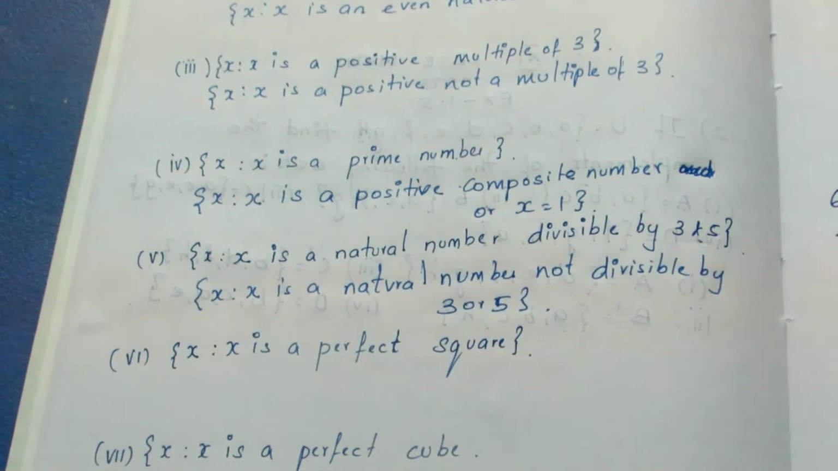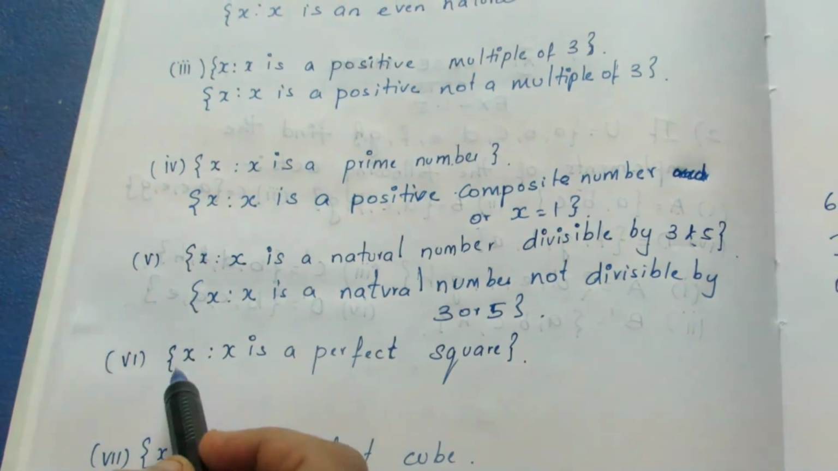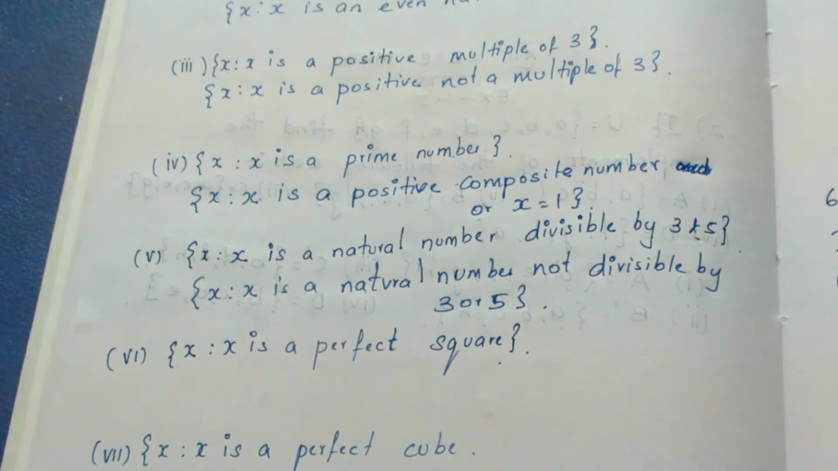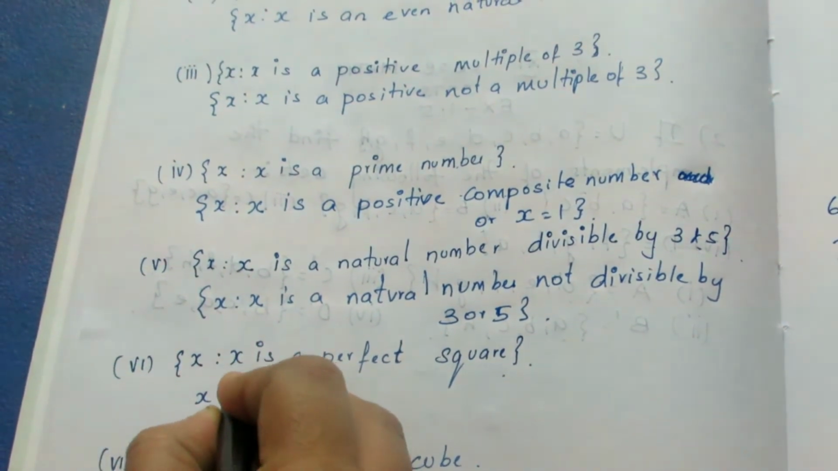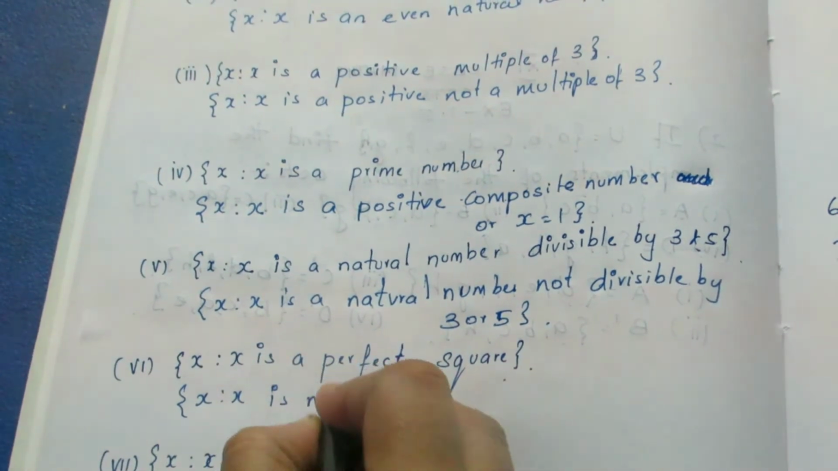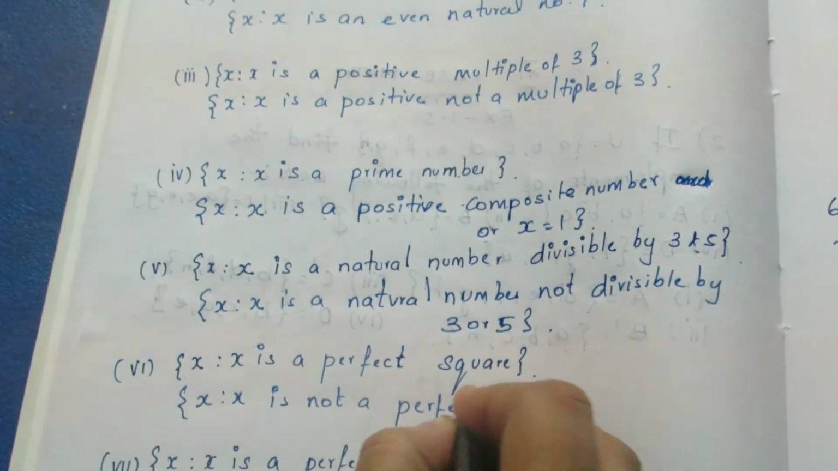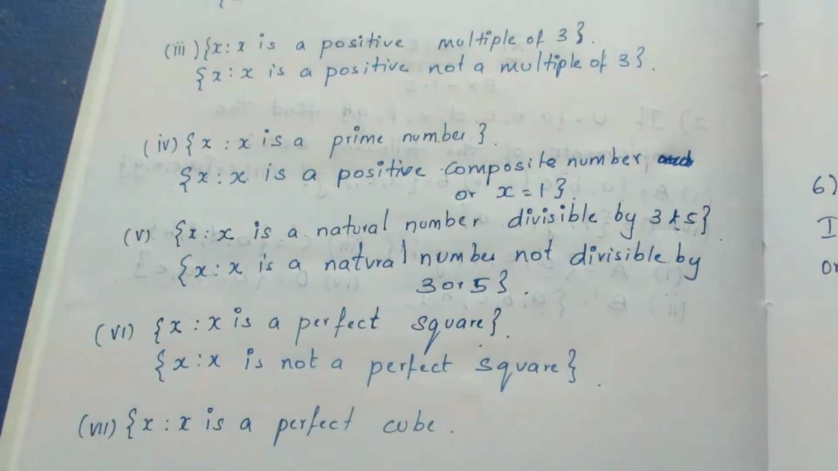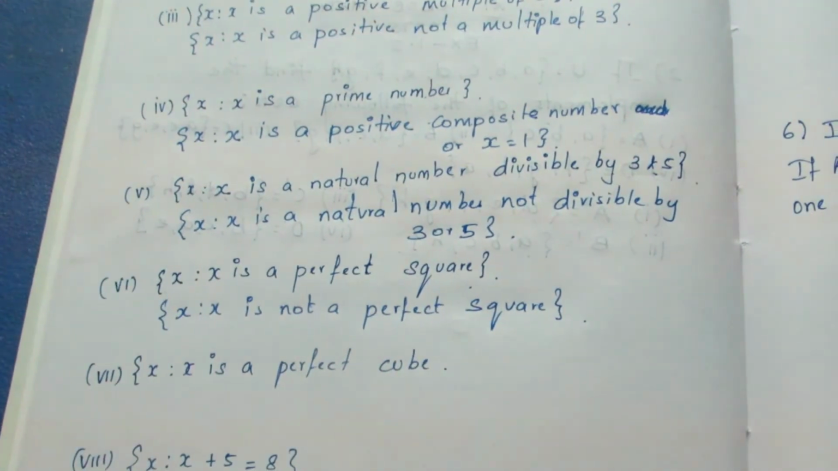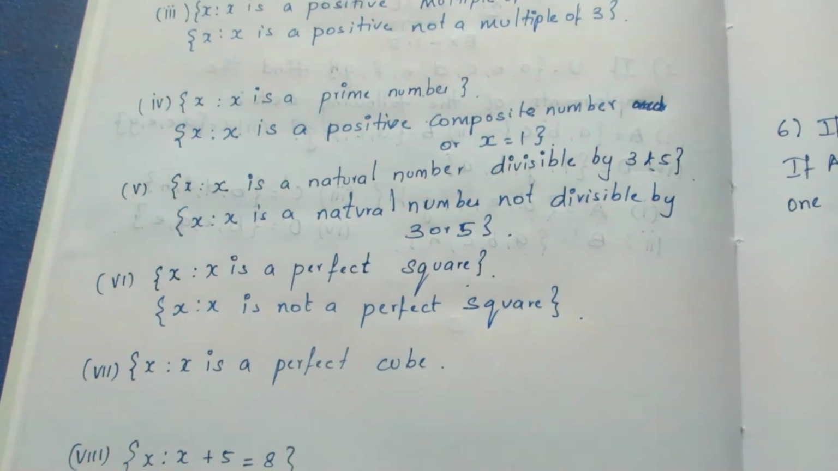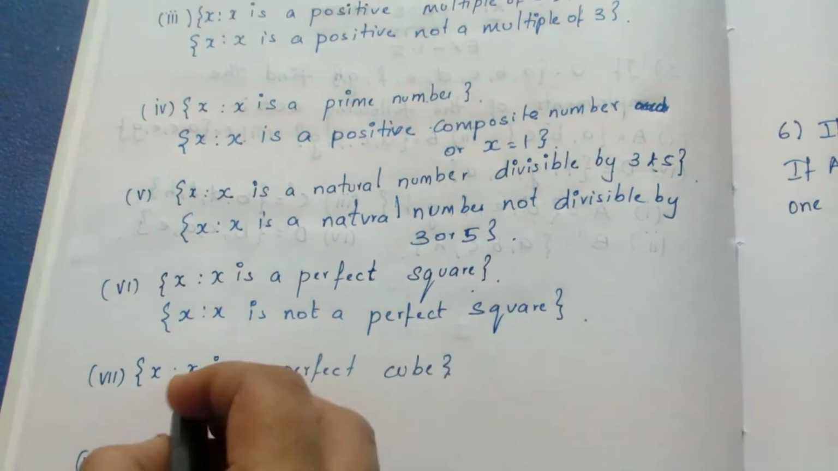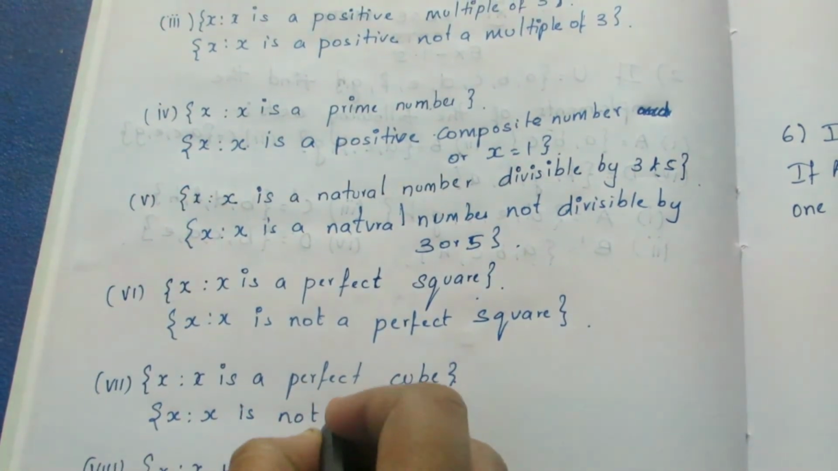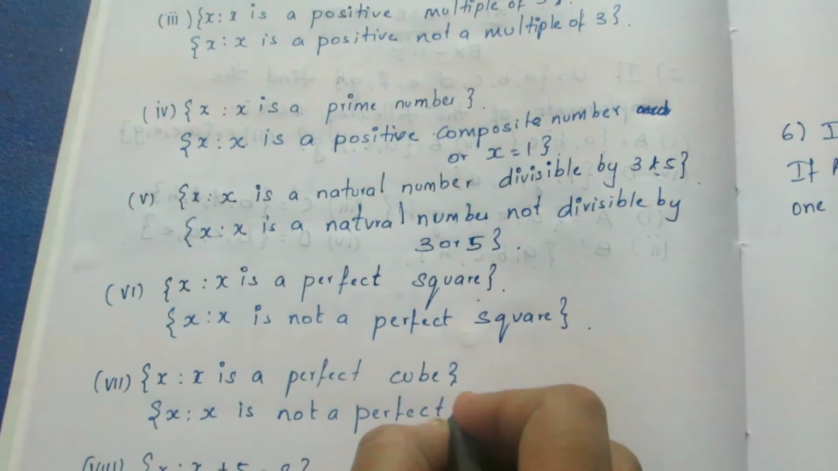Now we'll move on to the next one, x such that x is a perfect square. For a perfect square, the complement will be not a perfect square. So x such that x is not a perfect square. Now we'll move on to the seventh one. They have asked for x such that x is a perfect cube. So the complement, as you know, will be not a perfect cube. So x such that x is not a perfect cube.